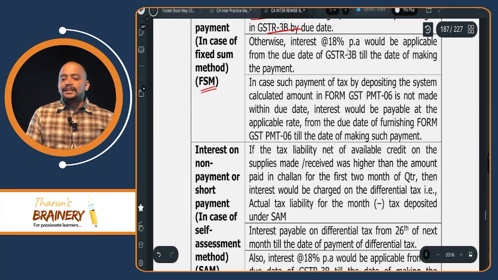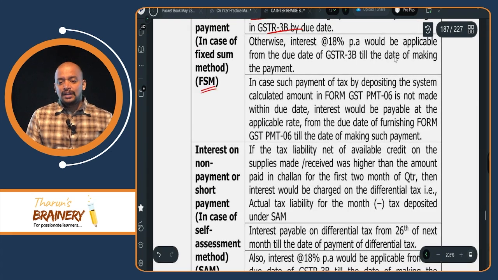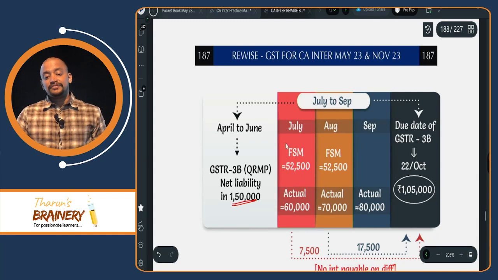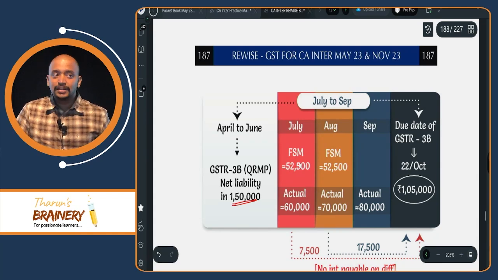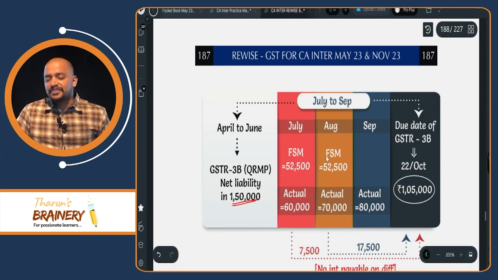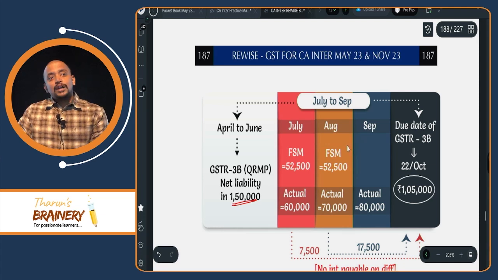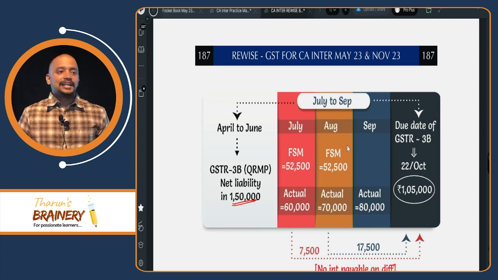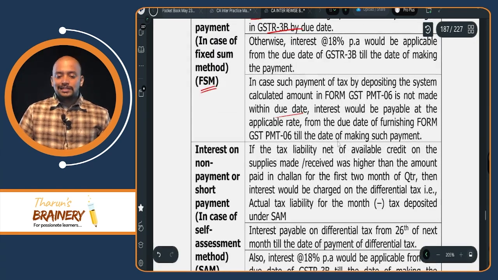Okay. Otherwise, interest at 18% per annum would be applicable from the due date of 3B till the date of making the payment. Then, in case such payment of tax by depositing the system calculated amount is not made within the due date, that is, this 52,500 we should pay by when? 25th of August. And this 52,500 we should pay by when? If you are not paying by 25th of August and 25th of September, then for the delay also you need to pay interest at 18%. Got it? That is this.